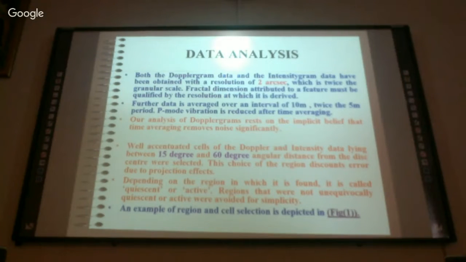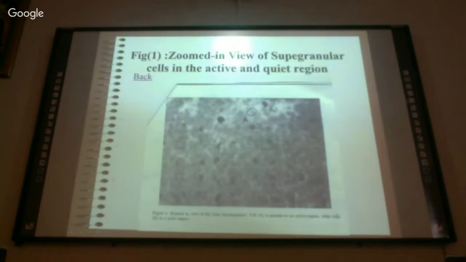Depending on the region in which it is found, a cell is called quiescent or active. That is, if it's closer to a sunspot, it's active. Away from a sunspot, it's quiescent or quiet region cells. So regions that were not unequivocally quiescent or active were avoided for simplicity. An example of the region and cell selection is depicted in figure 1. So this is the cell selection that is closer to the sunspot. This is the active region cell, and away from it are the quiet regions.